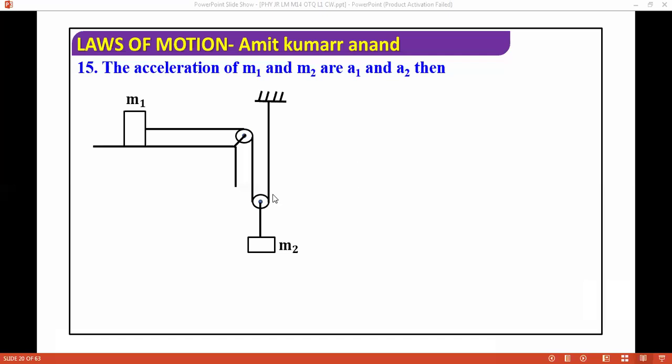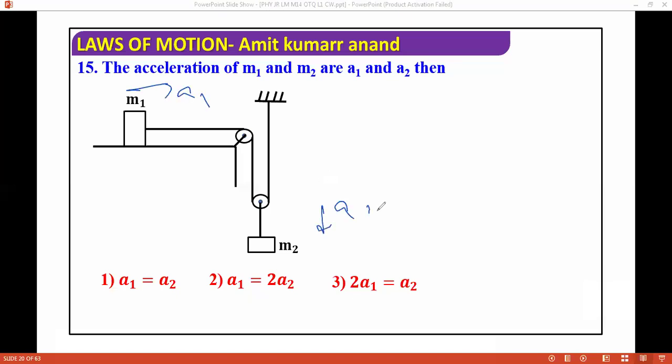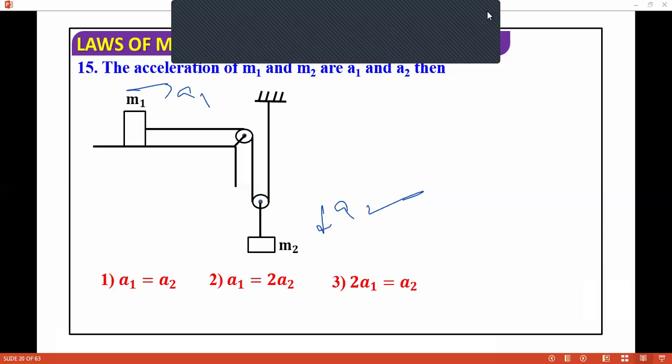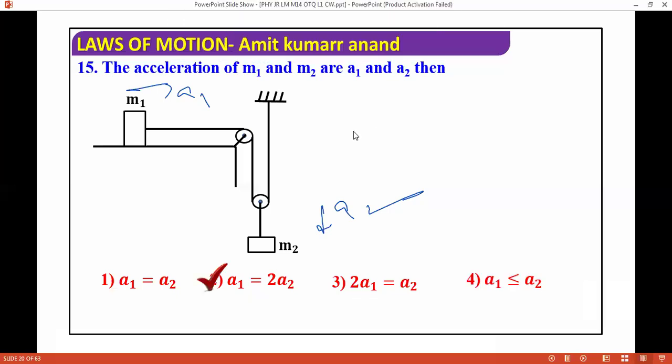The question is very easy. As I said, the question is asking for A1 and A2. Take care, M1 is A1 and M2 is A2. These are easy, very important and conceptual questions. You should know how to solve them.